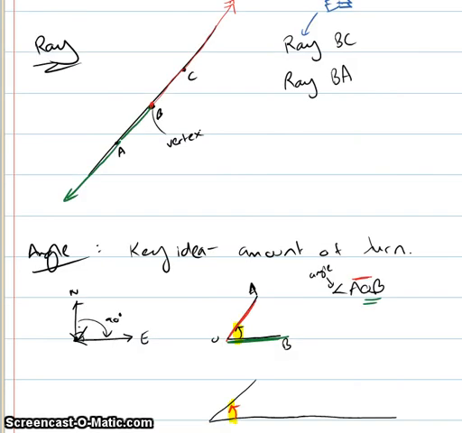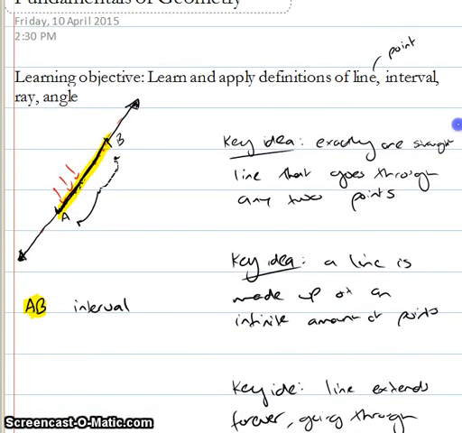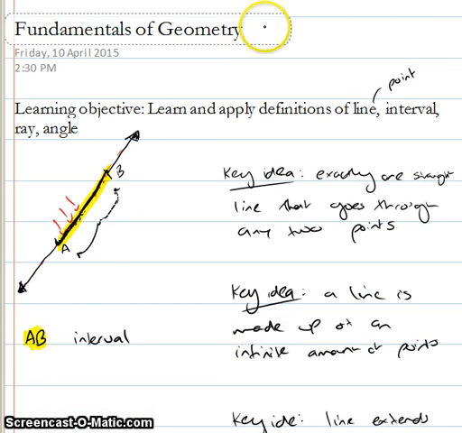And that's all I wanted to go through today, just some of the fundamental ideas of geometry. Okay, thanks.